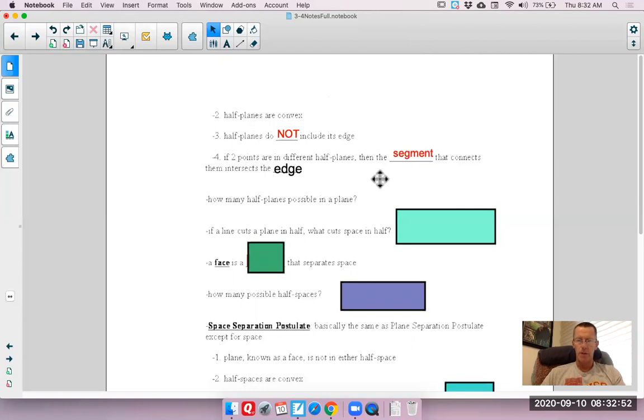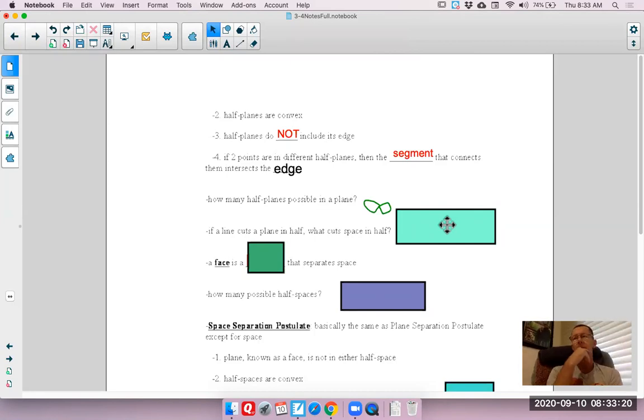How many half planes are possible in a plane? It's kind of a trick question, right? Think about it. If I'm just talking about one line, it's only going to create 2 half planes. That's the amount possible. But since there's an infinite number of lines, there's an infinite number of ways to create half planes. So it'd be infinite. I'm not sure why I don't have that down here as an answer. Maybe it was supposed to be underneath that thing and I erased it. So infinite.